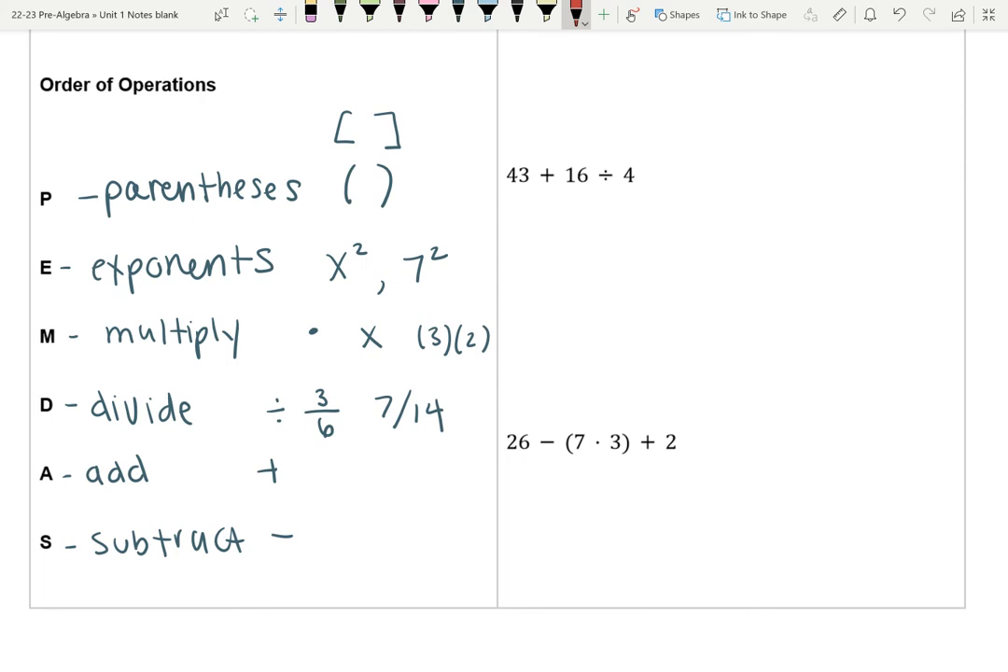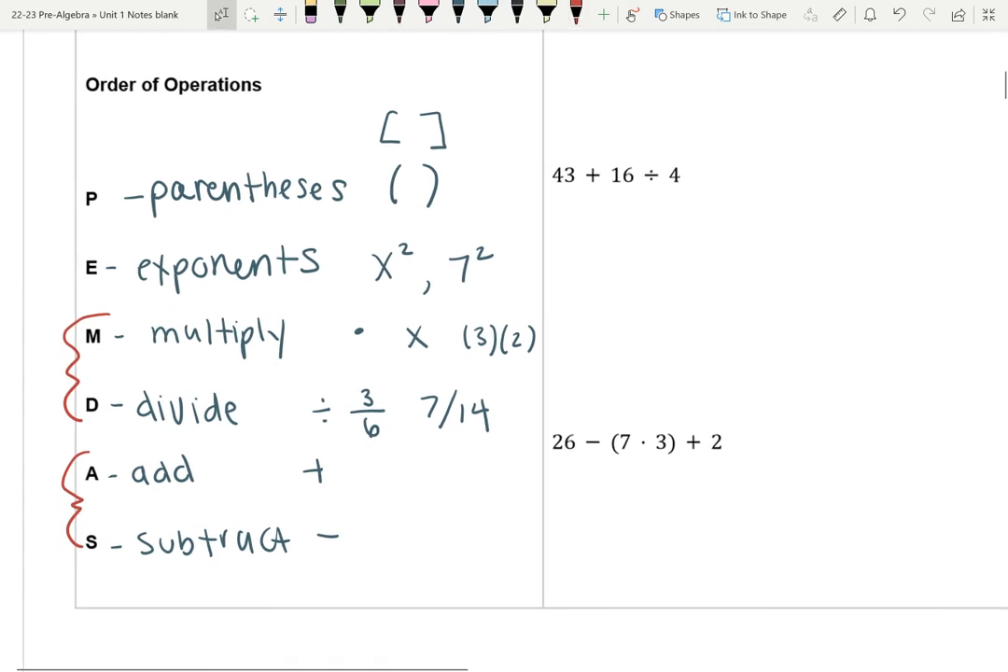So a thing to remember is with multiplication and division and addition and subtraction, they go together, and you have to do them in order from left to right. So what this means is if you see division before multiplication, you're going to do that division first. You do it in order from left to right. But multiplication and division themselves always come before addition and subtraction.